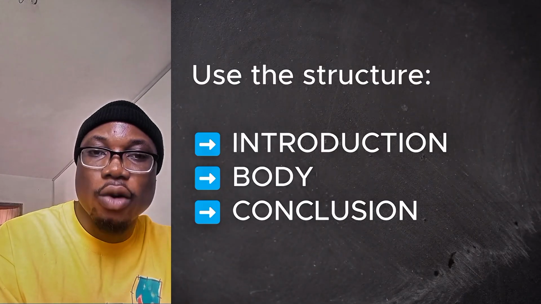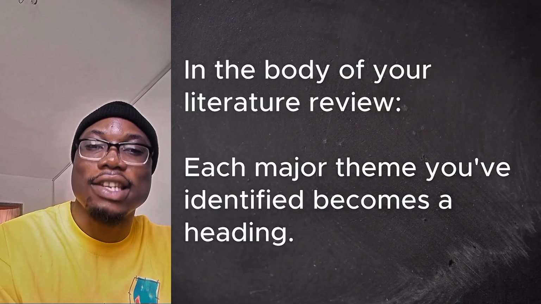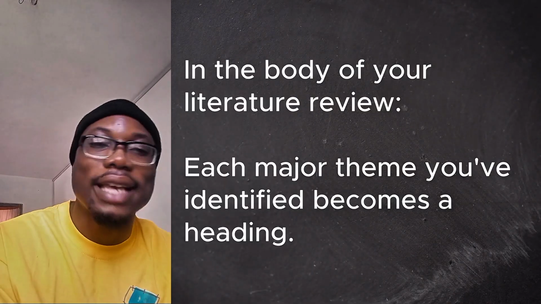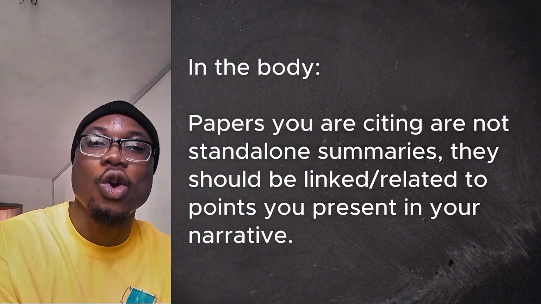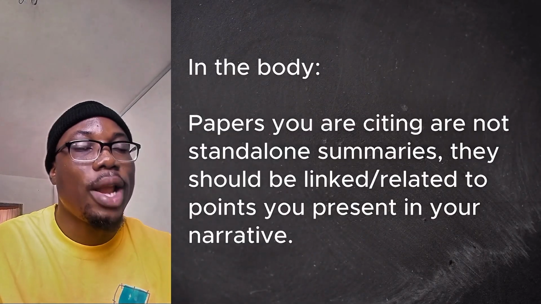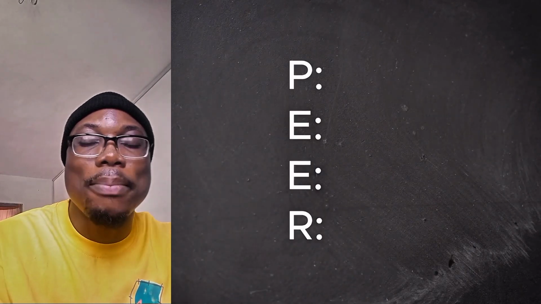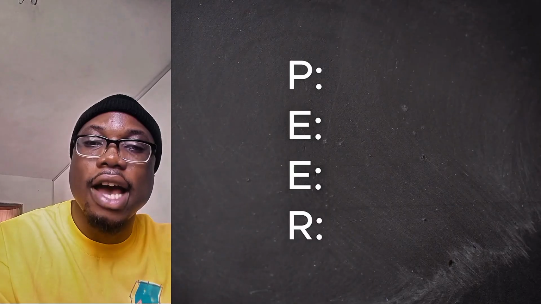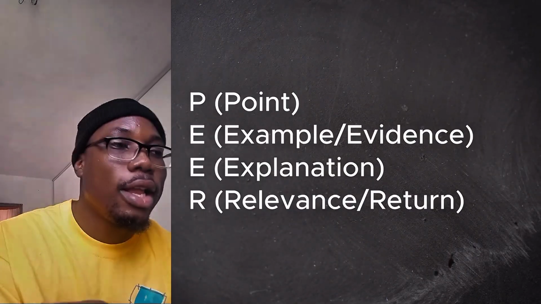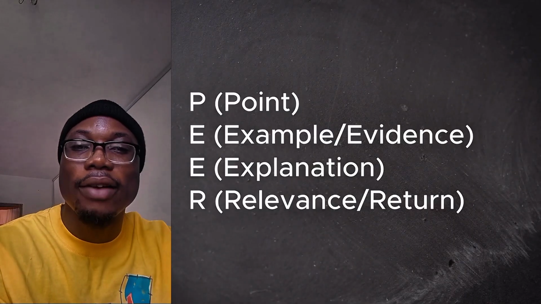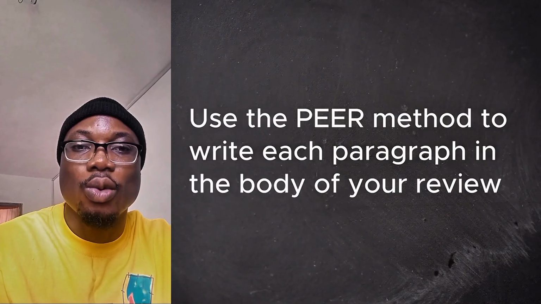This is where your thematic and chronological structure comes to life. Each major theme becomes a heading. You walk the reader through the story, citing papers not as isolated summaries, but as evidence points in your narrative. And when it comes to each paragraph, we use what we call the PEER method. PEER: the P stands for point, the E stands for example, the other E stands for explanation, and R for relevance or return.